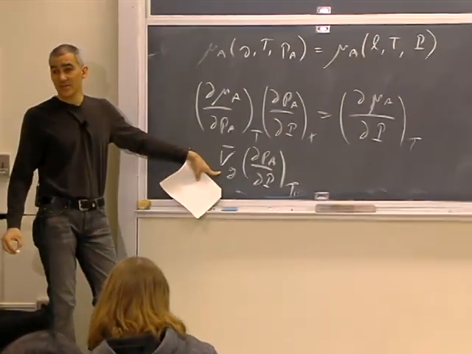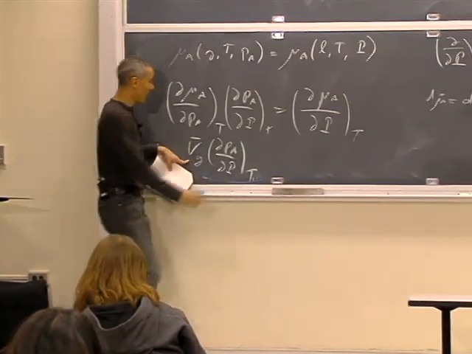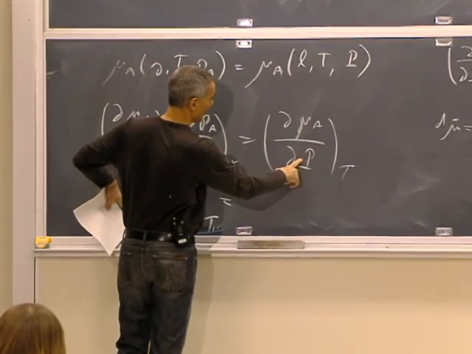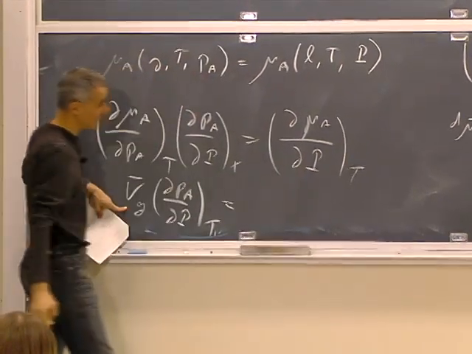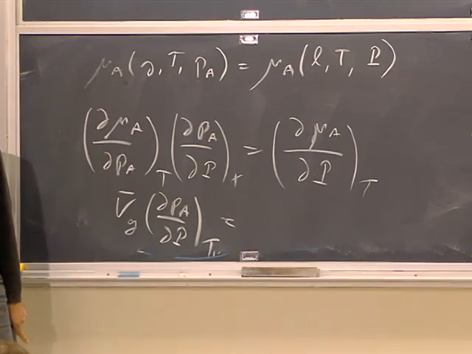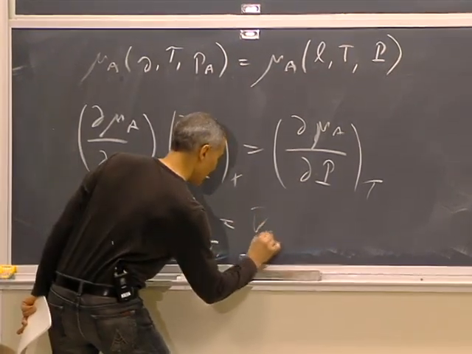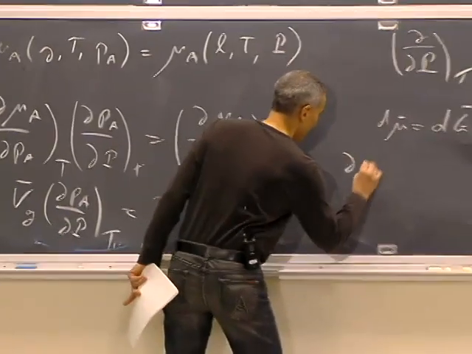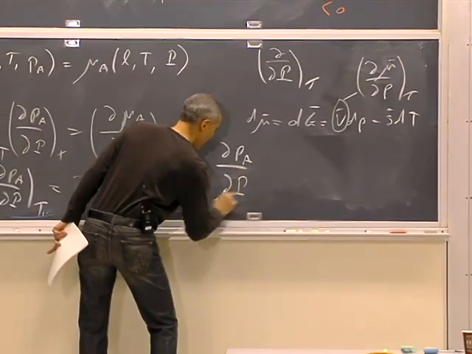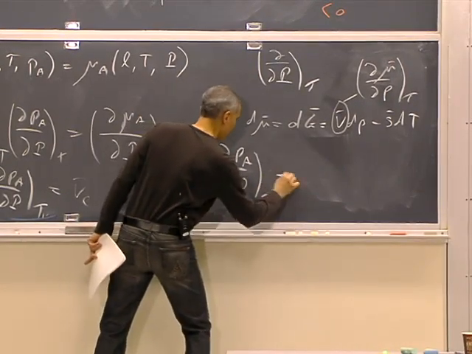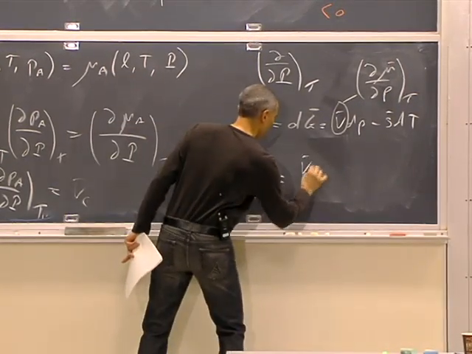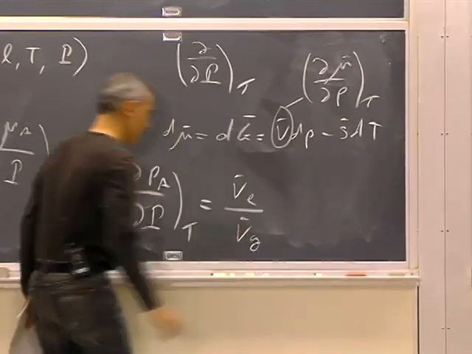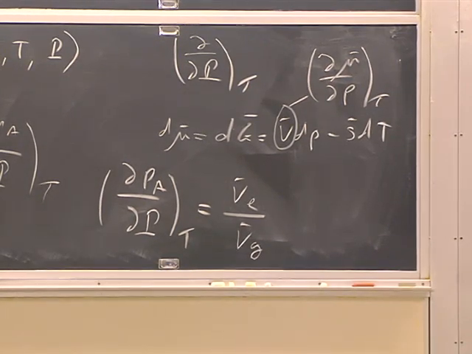I know what this is. This is just an experimental number, right? And then on this side here, I have d mu A/dP. This is the liquid phase. Derivative with respect to total pressure, that's the molar volume of the liquid. Right, V liquid. Great, I'm done. dPA/dP total, at constant temperature, is the ratio of the molar volume of the liquid of A divided by the molar volume of the gas. What's the sign?